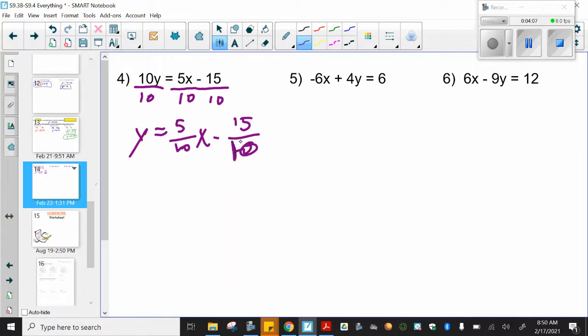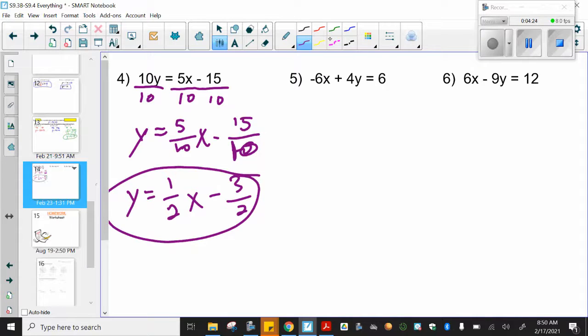But then we need to reduce those, so let's do that. We're going to say y equals, well, 5 and 10 both share 5, so I'm going to divide by 5 and get 1/2 x. 15 and 10 also share 5. If I divide by 5, I get 3/2. There's my best answer. Right? Let's do another one. Now, look.